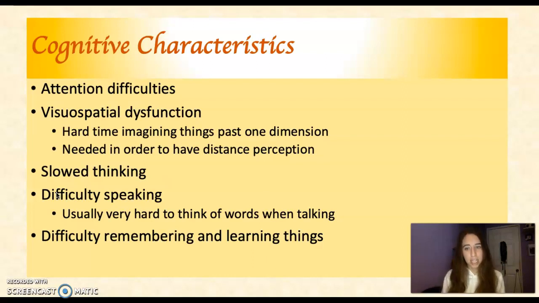They have slowed thinking and they have difficulty speaking. So they have a really hard time thinking of certain words. For example, let's say they went to the store the other day and they're trying to tell you about how they went to the store, but they can't remember the word store, or it just takes them a while to think of that, which brings us to our next thing, where they have difficulty remembering and learning things.